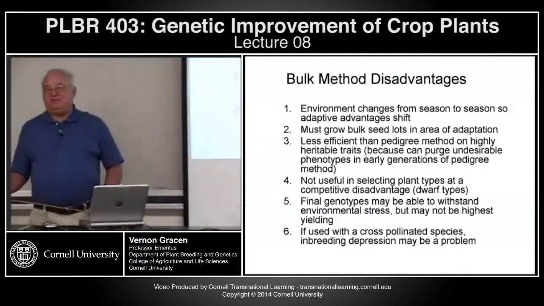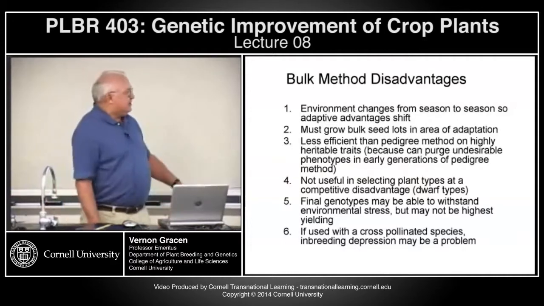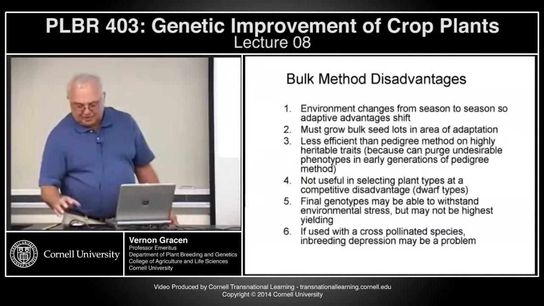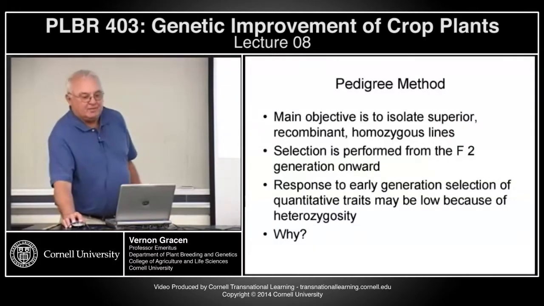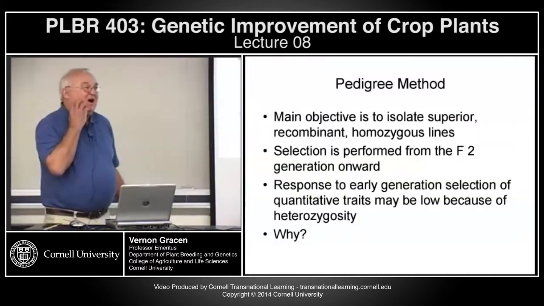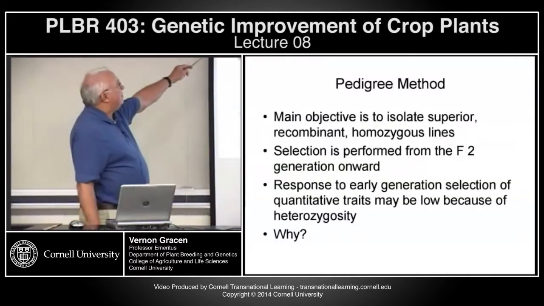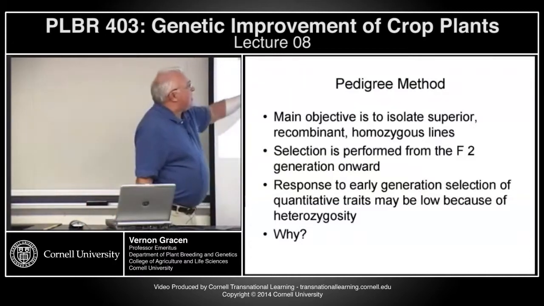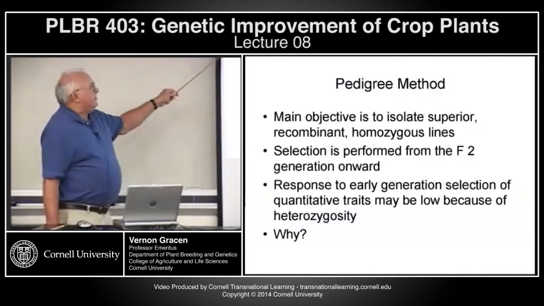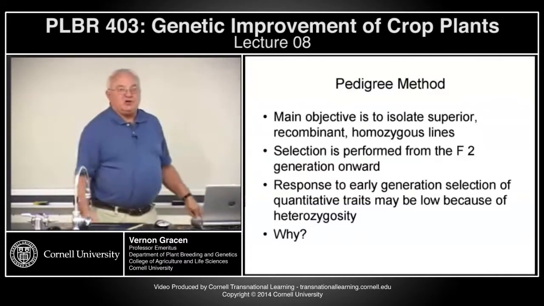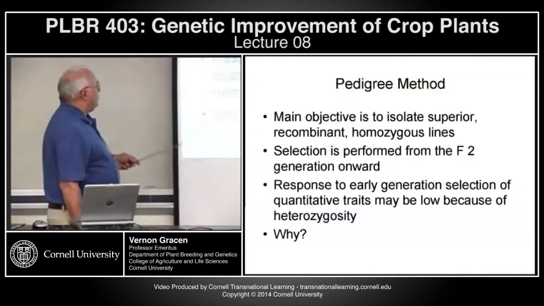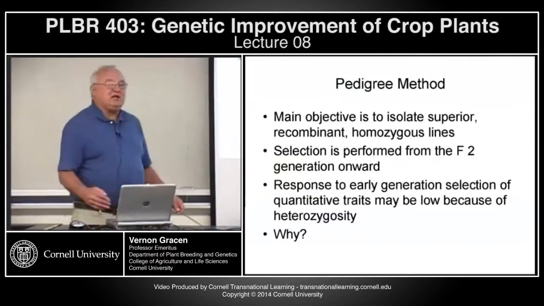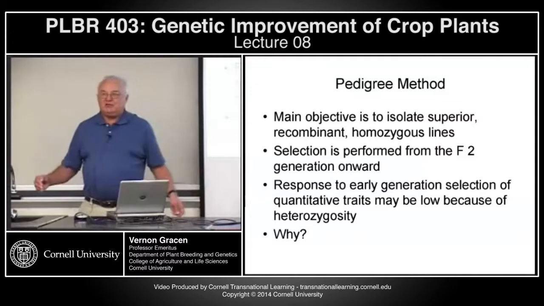And of course, if you try to do this with cross-pollinated species, inbreeding depression just drives you crazy. We'll talk about cross-pollinated species Monday. All right, the pedigree objective or method. The main objective: isolate superior, recombinant, homozygous lines. You start selecting in the F2 generation and select every generation onward. Response to early generation selection for quantitative traits may be low because of heterozygosity.